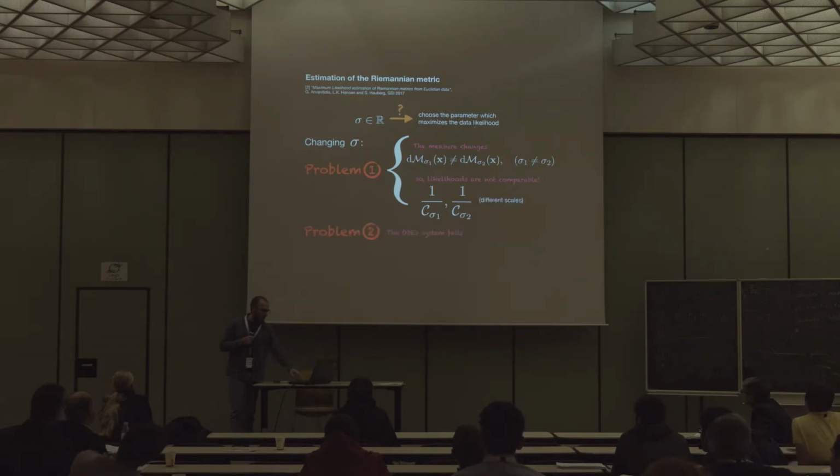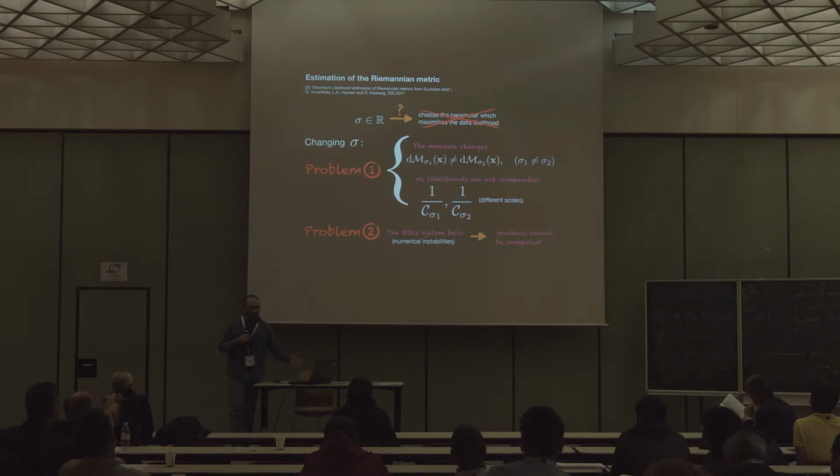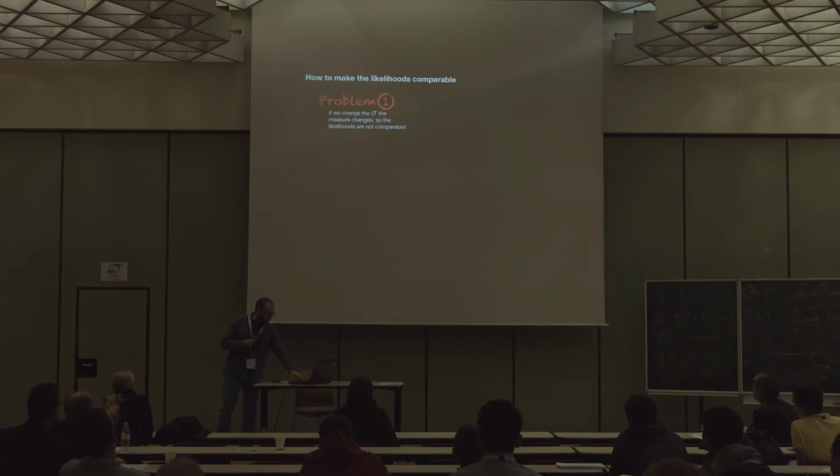The second problem is that if we have very small values of sigma, it will imply that the curvature is going to be super large, which means that we will have numerical instabilities in our solver, so the geodesics cannot be computed in some cases. In the first place, we cannot use this technique to pick the sigma, but we try to solve these 2 problems.